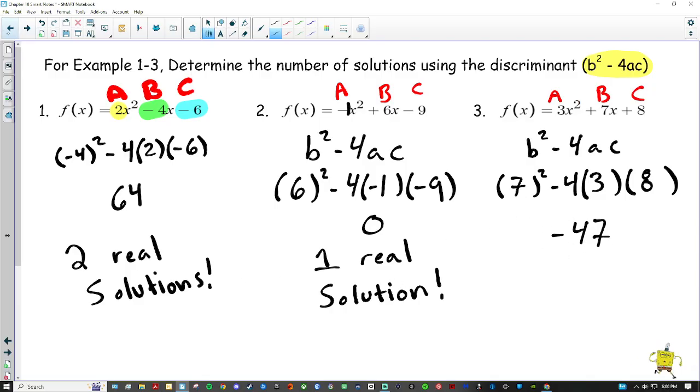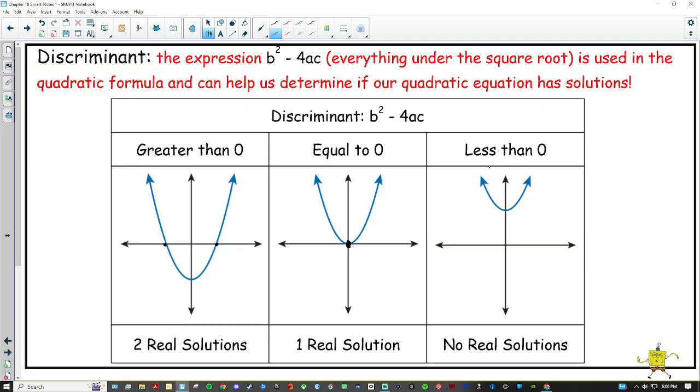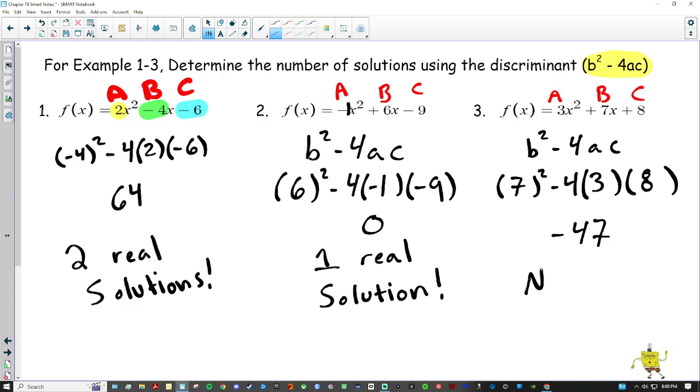If I go take a look, when the discriminant is less than 0, then there are no real solutions. This quadratic never hits the x-axis, so there are no real solutions. No real solutions. Done. And that is how you use the discriminant to determine how many solutions a quadratic has. That's the first part.